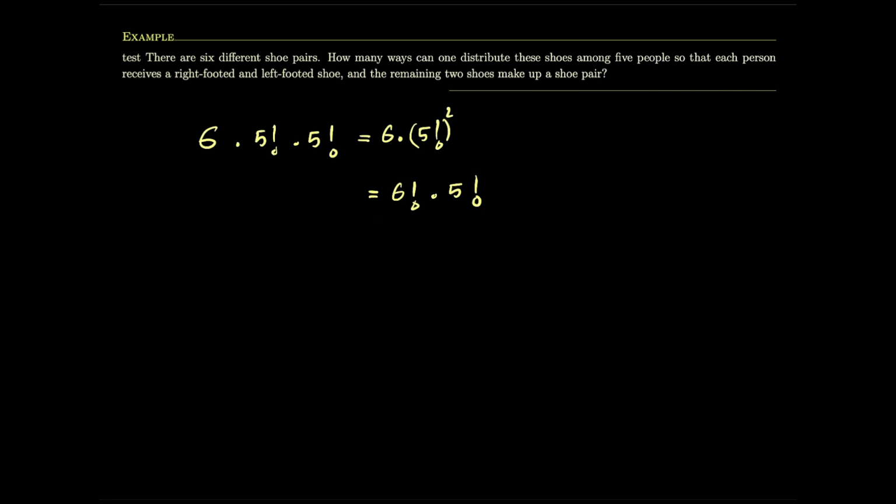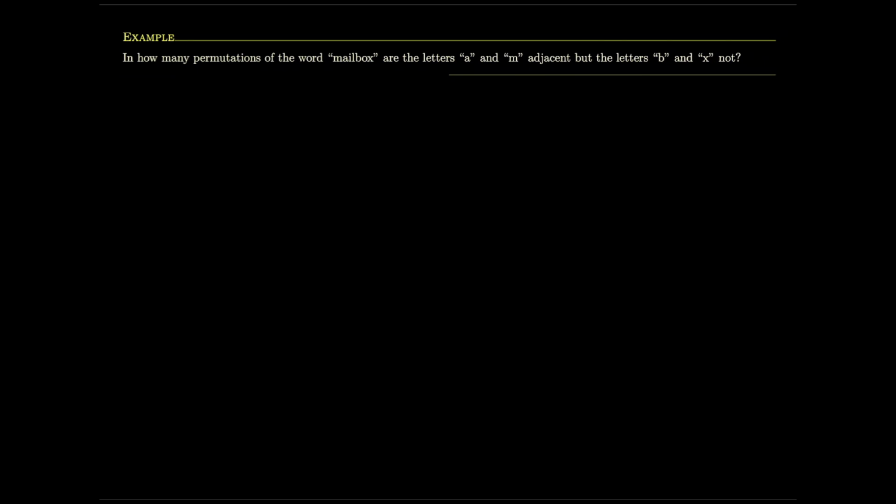The next problem is probably a little bit hard now. You are more experienced, so you can solve harder problems. In how many permutations of the word MAILBOX are the letters A and M adjacent, but the letters B and X are not? I am just confused with Grammarly, which one is correct? Anyway, so that you understand what it means, yes?